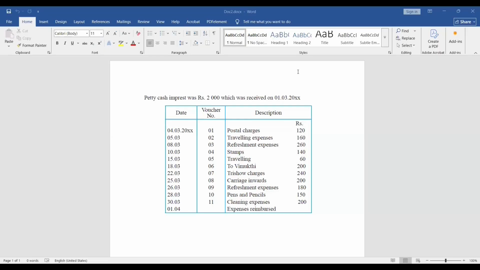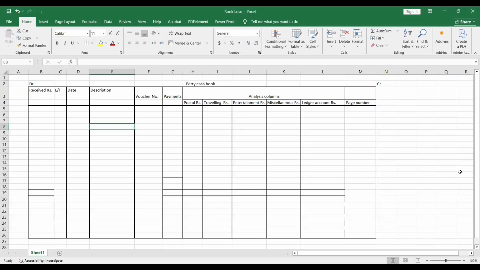Now let's discuss this example. Petty cash imprest was 2000, which was received on 1st of March 2025. Here you can see some petty expenses. Now we can use this type of petty cash book to record those expenses. A petty cash book has two sides, the debit side and the credit side. Firstly, let's record the petty cash imprest. 1st of March 2025, description cash, we received 2000. We record it like this.